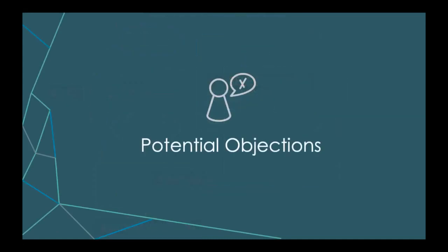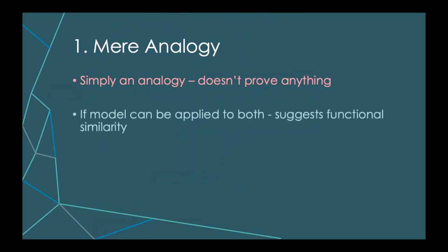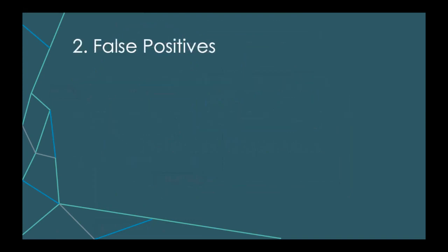So what are some potential objections to this? The first potential objection is that this is just merely an analogy. So it doesn't prove anything, doesn't prove that this system is creative. It's just an analogy to this Darwinian process. But I want to suggest that if a model can be applied to both human creativity and computational creativity, it suggests that there may be some functional similarity between the two. So it can have some utility there to help us with evaluating the system.